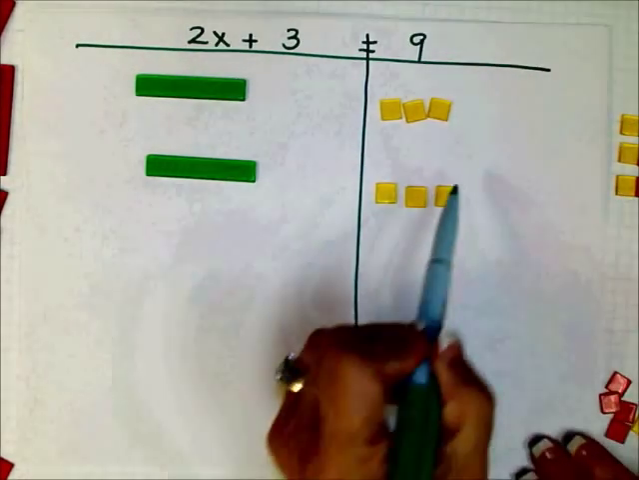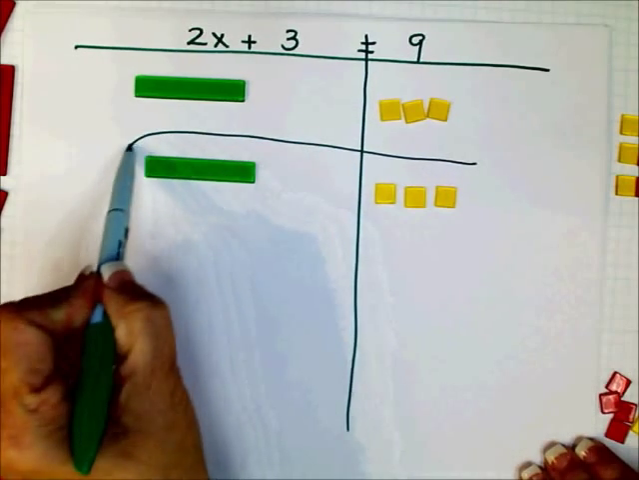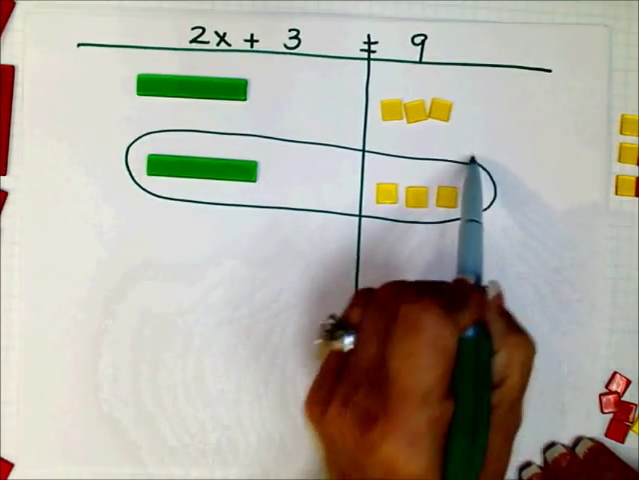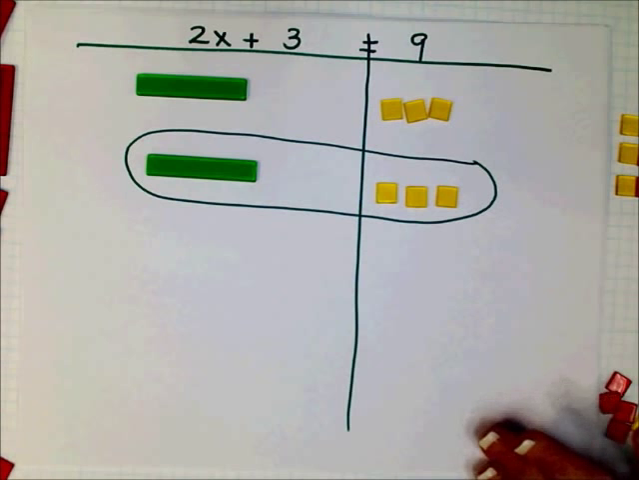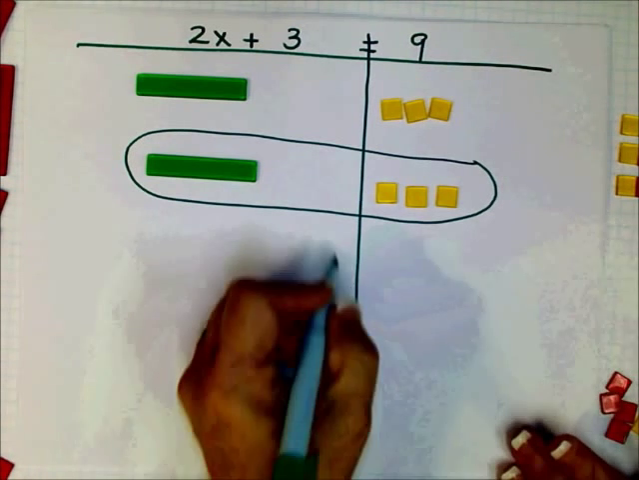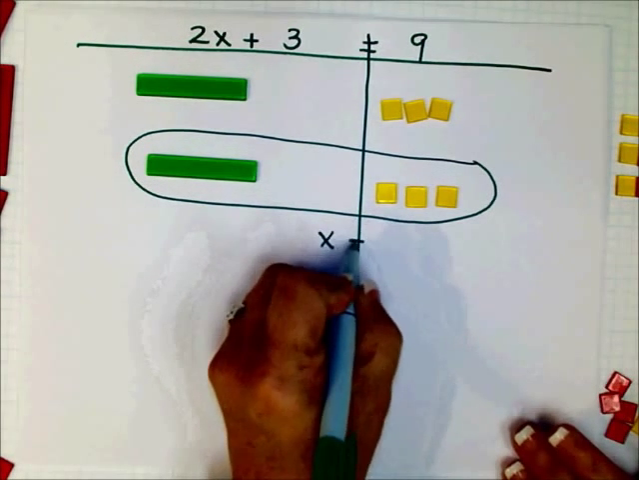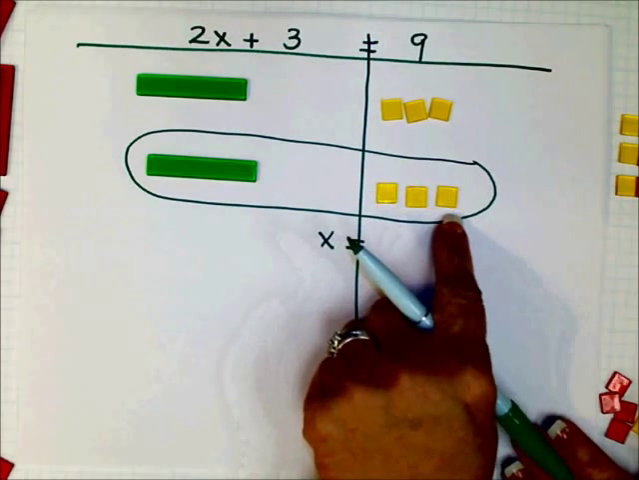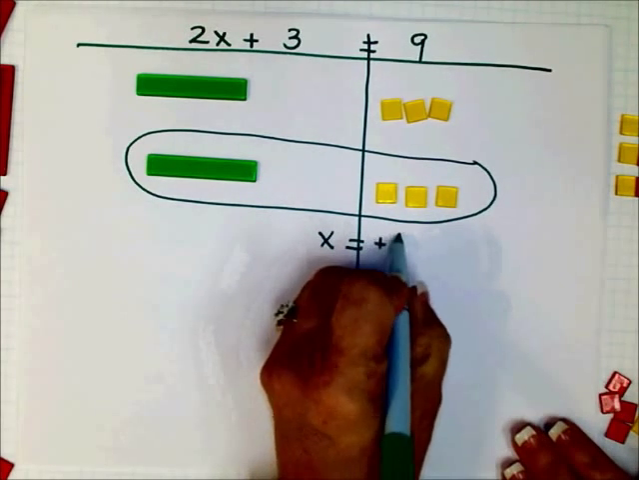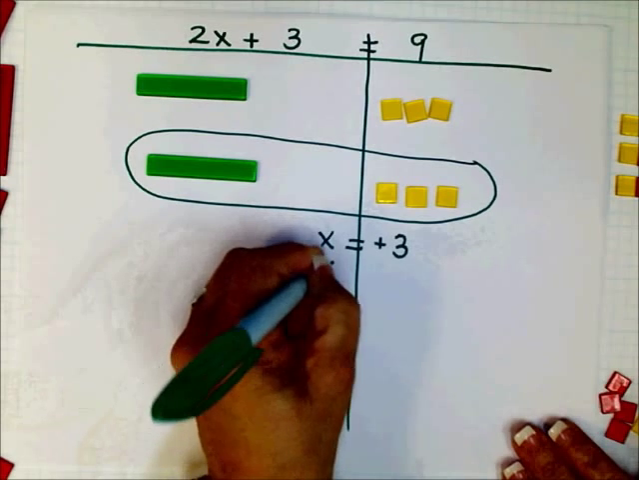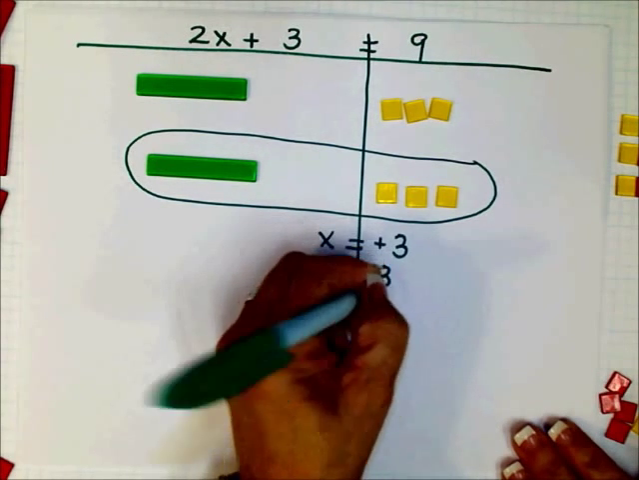So then the value of x would be equivalent to what one group is. In other words, x is equal to, and these are yellow, so they represent positive, so they're positive 3. In other words, x is equal to 3.